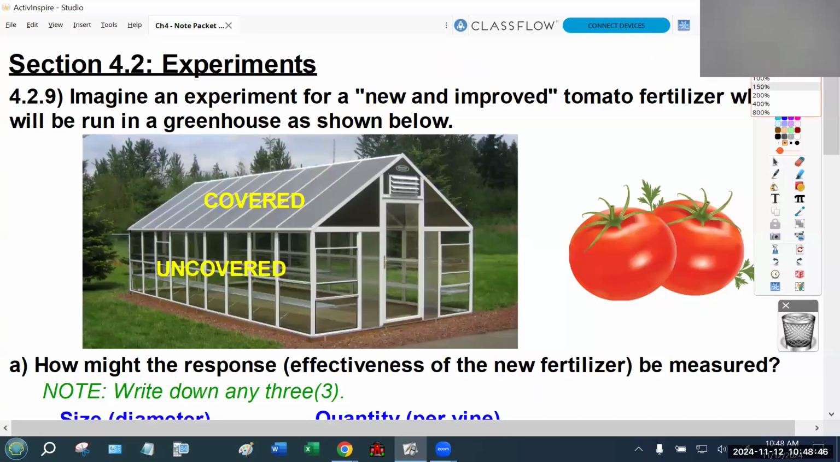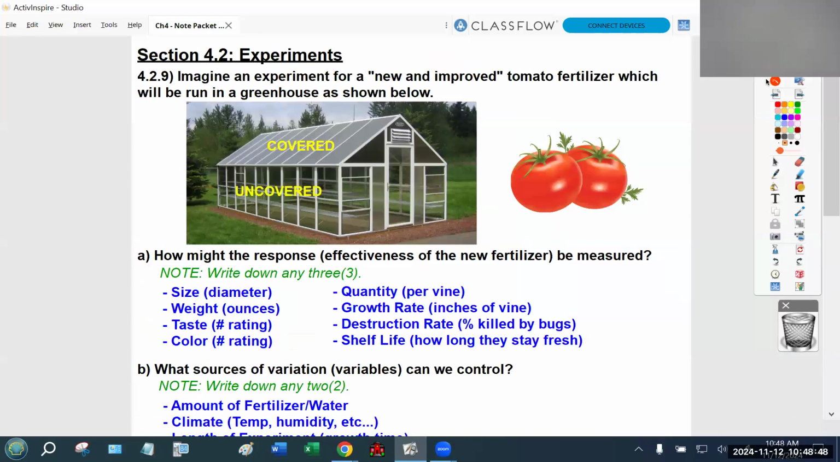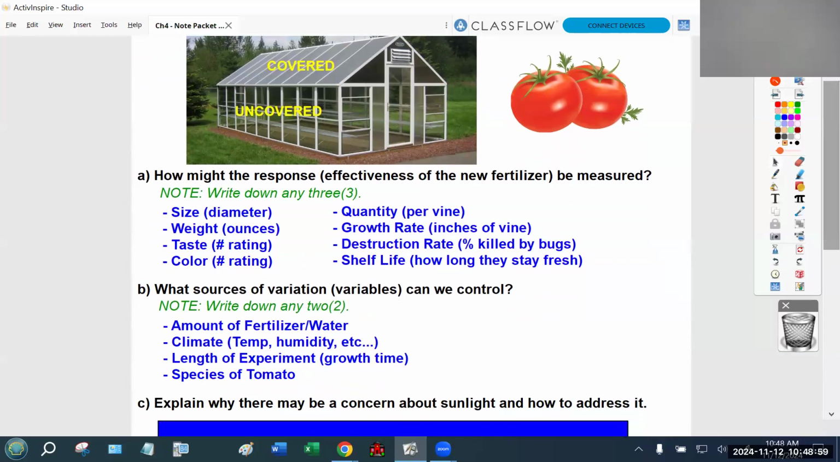Yesterday, we did not finish problem 4.29. We got through parts A and B. The idea is we're trying to imagine an experiment where we're just testing the efficacy of a new fertilizer. And we started with what are the ways in which you can measure to compare tomatoes to decide, well, has the fertilizer actually done its job? And then also, what are sources of variation you can control? Okay, not to be confused with a control group. I tried to stress that a little bit yesterday, that there's a difference between a control and a control group.